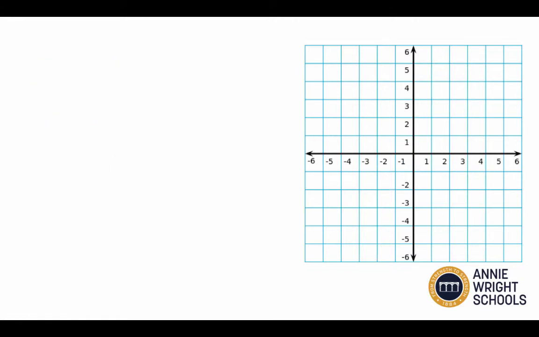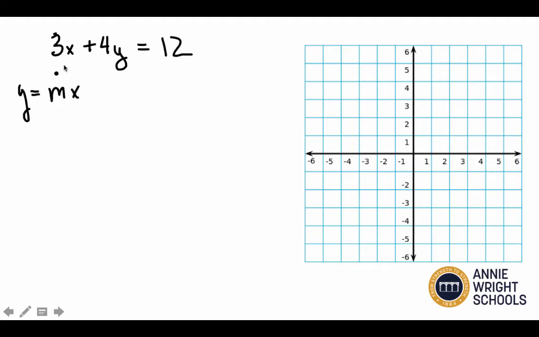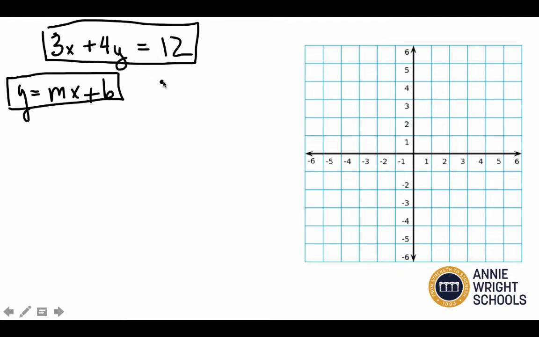A little more complicated is when you get a problem like this. 3x plus 4y equals 12. This is not in slope-intercept form. 3 is not the slope. 12 is not the y-intercept. Slope-intercept form, we have to have y by itself. So take a problem like this, and your first step is solve for y.